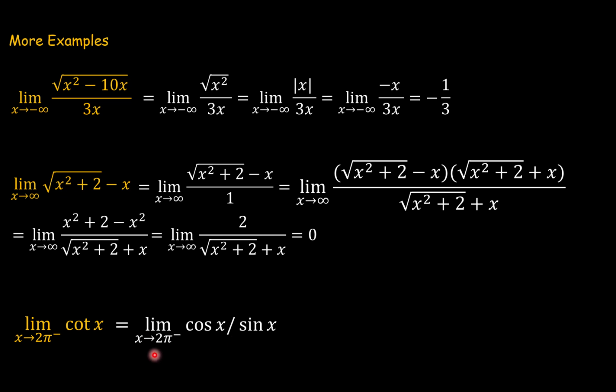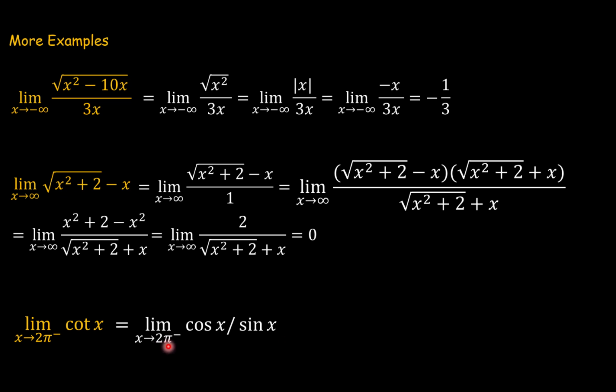Now, when x approaches 2 pi, cosine x approaches 1 because cosine 2 pi is 1. Sine x approaches 0 because sine 2 pi is 0. So you basically have 1 over 0. Well, that should be infinity. But let's look at whether it's a plus or minus infinity.